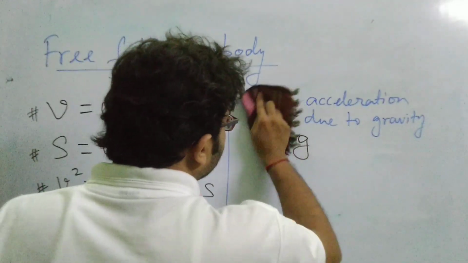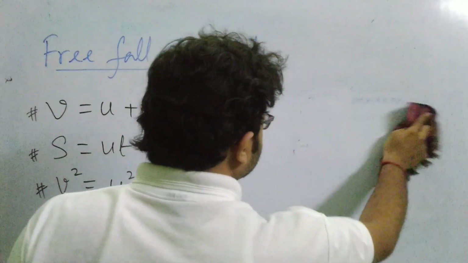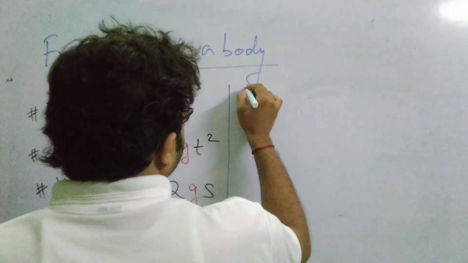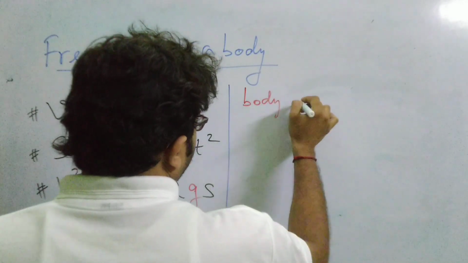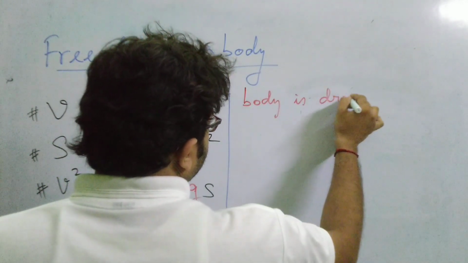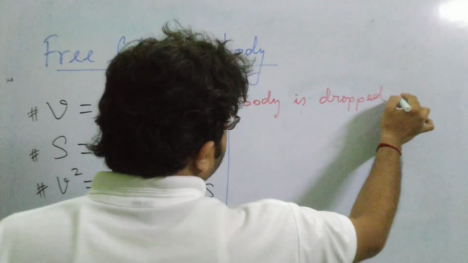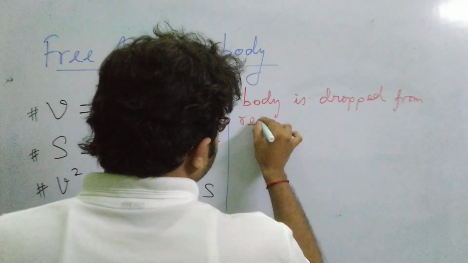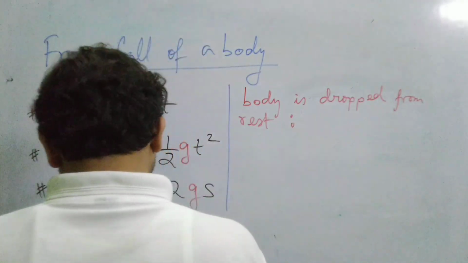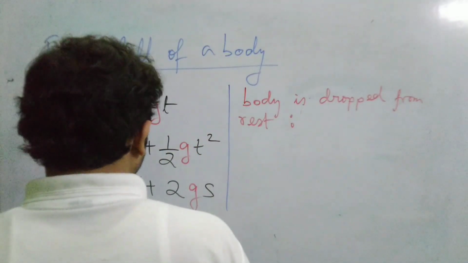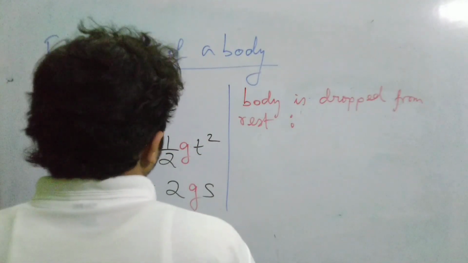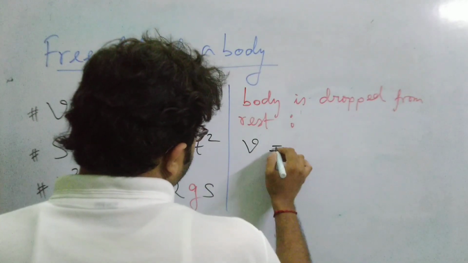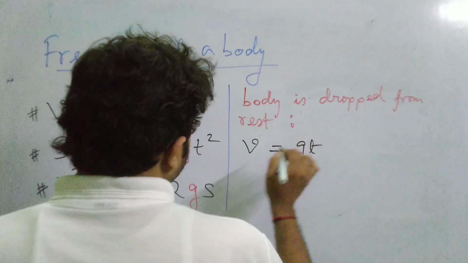So when you are saying that a body is dropped from rest, you are holding it in the hand and suddenly you leave it. Under that condition, these equations can be written like this: v, the final velocity with which the object touches the ground, will be equal to only gt, because u is 0.